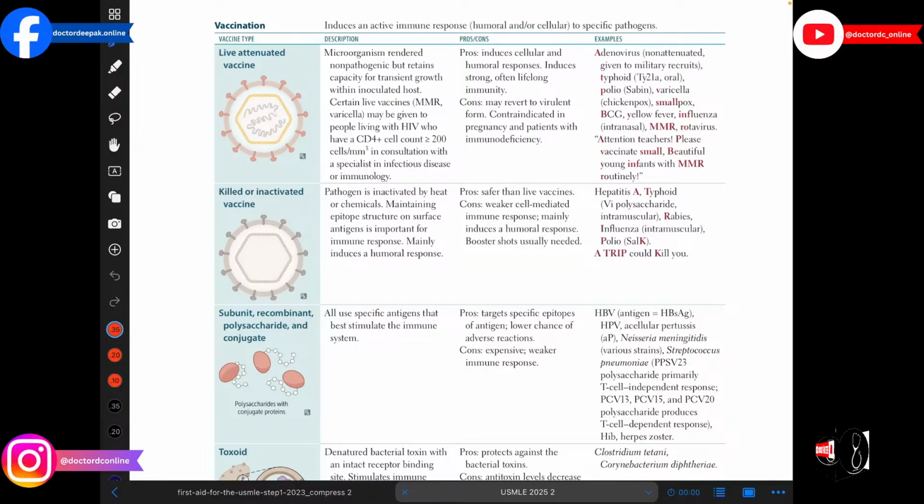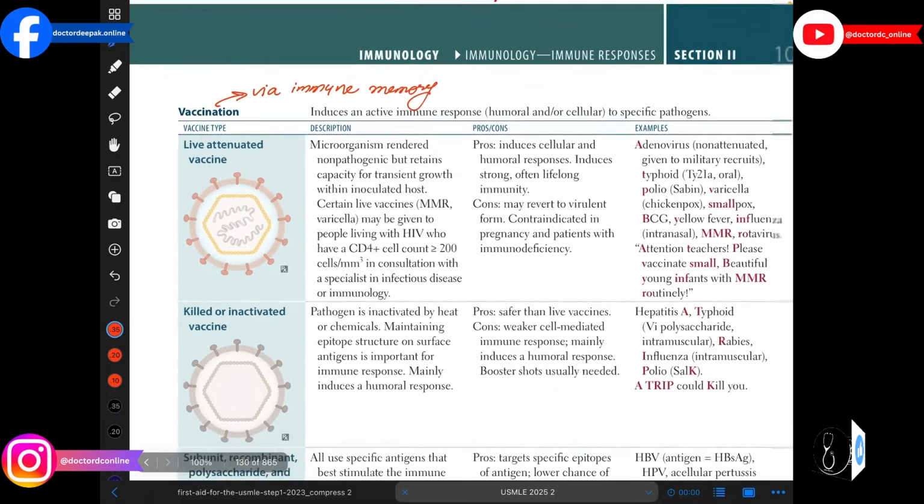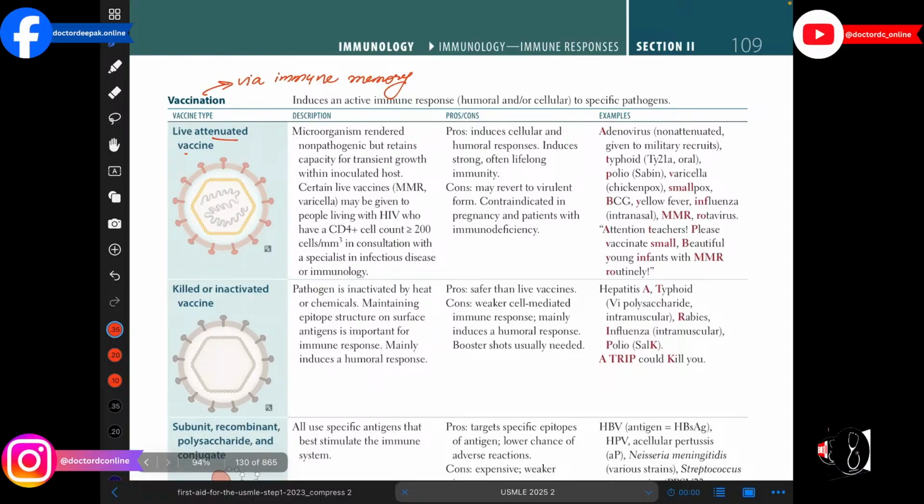Vaccines can produce a B and T cell response without overt infection, and they make the protection via immune memory. Immune memory. And there are various types: live attenuated, killed, and so on. So first we are going with the live attenuated vaccine, having the pathogen modified to be less virulent.